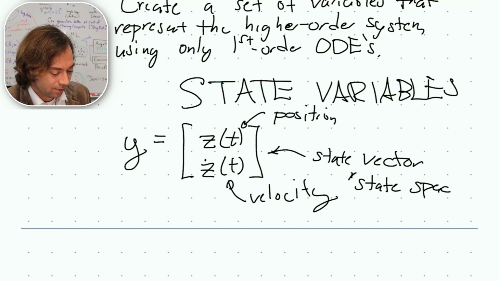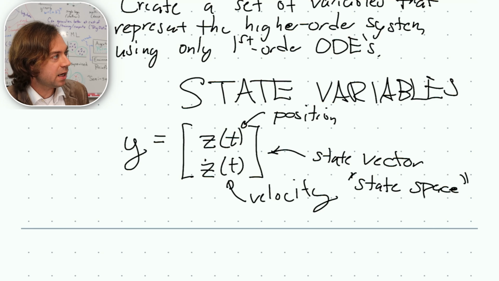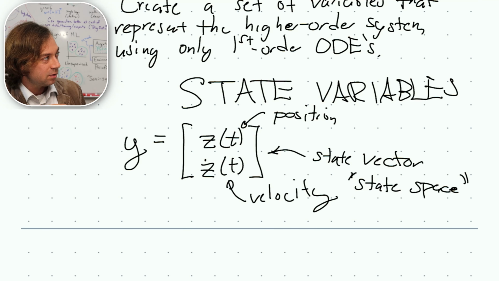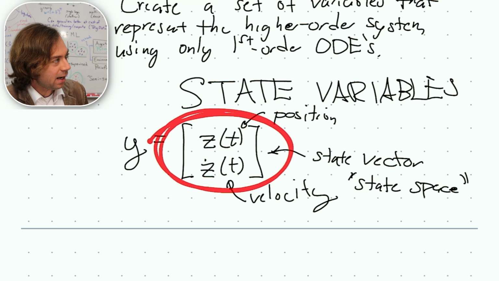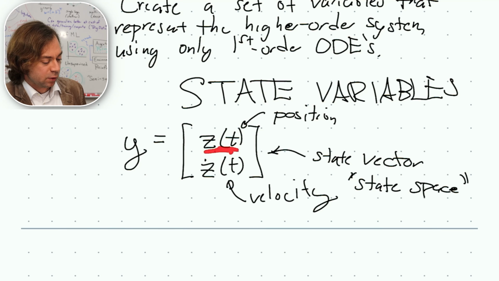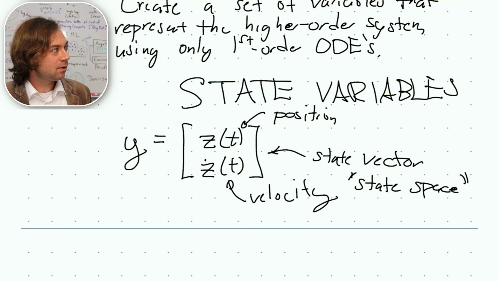But to understand from a survivalist perspective, it's just a way of turning your higher order differential equation into multiple first order differential equations. And once you have these variables, you can now say, I have this position, I have this velocity. That's all I need to know to simulate my system, right?